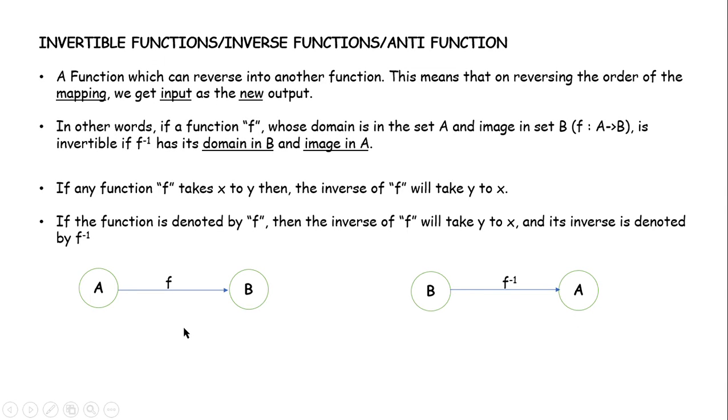Now here in case of function f, if all the elements of A were assigned the values from the set B, then in case of f inverse, all the elements of B will now be assigned the values from the elements of set A. Or in other words, if in the case of function f, the elements of B were the image of the elements of set A, then in case of f inverse, the elements of set A will become the image of the elements of set B, right? So such a function is known as an invertible function.